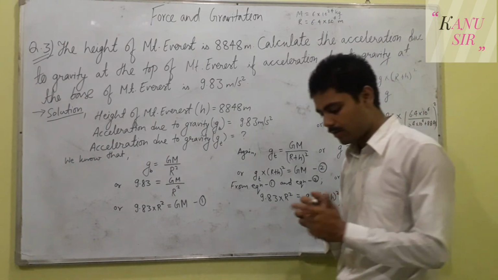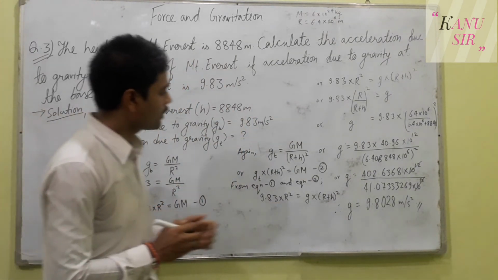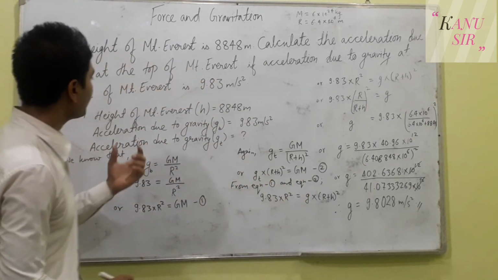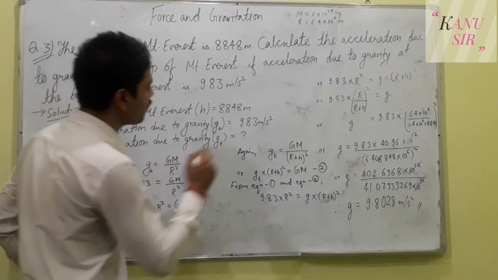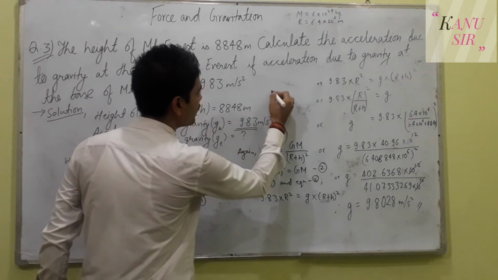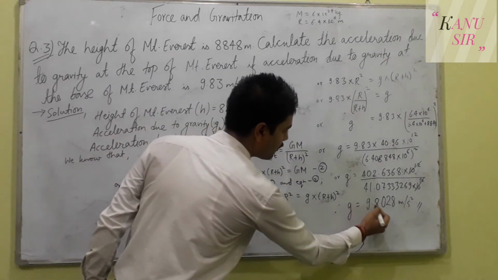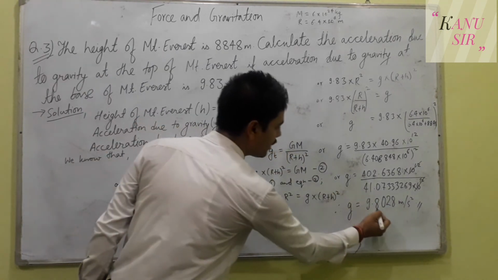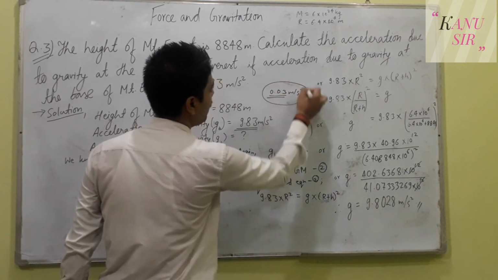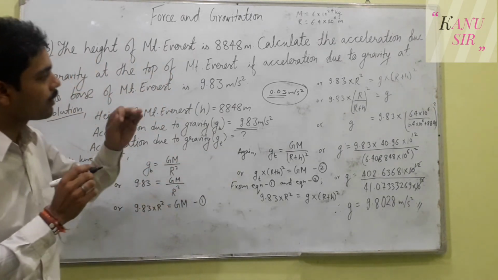So in fact, when we climb up to the top of Mount Everest, there will not be so much difference in the acceleration due to gravity, but we can compare, there will be some amount of difference. Previously it was 9.83, and here it is 9.80. So 0.03 meter per second square amount of acceleration due to gravity will be less when we climb up to Mount Everest.